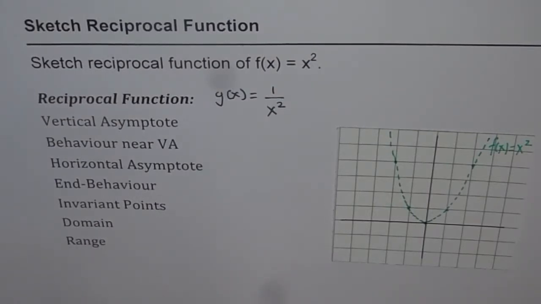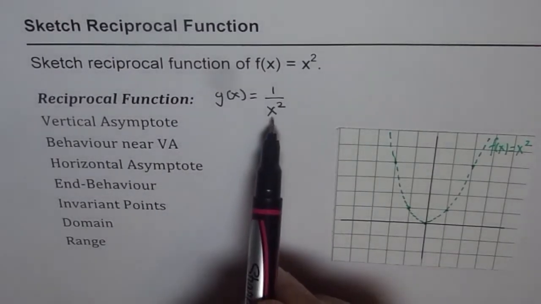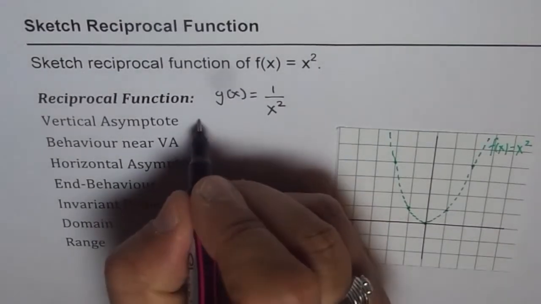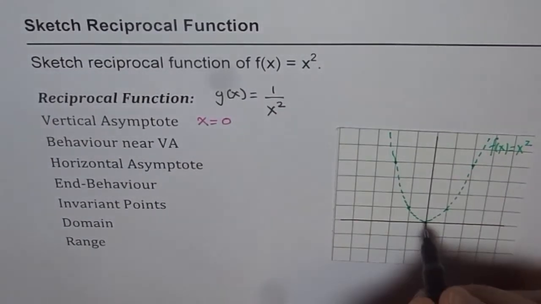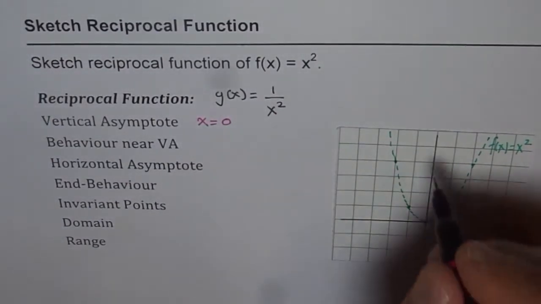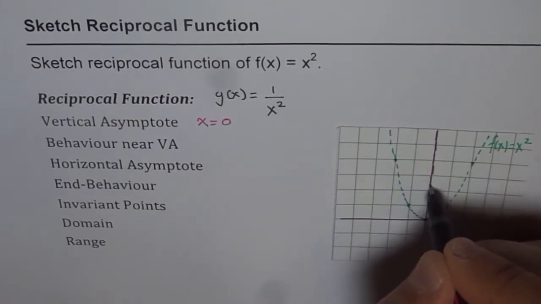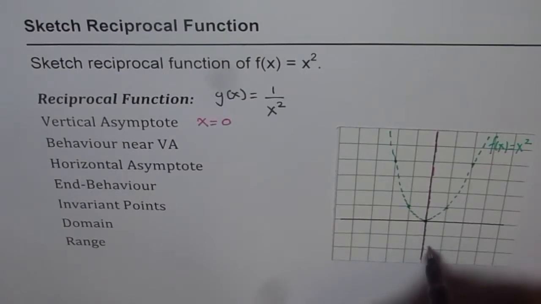So let's start with vertical asymptote. The vertical asymptote will be when the denominator is 0, right? That means when x squared is 0, so that is at x equals 0. So that is the vertex itself, and let's draw a dotted line to indicate the vertical asymptote. So that is the vertical asymptote, and I'm writing the equation for the vertical asymptote as x equals 0.